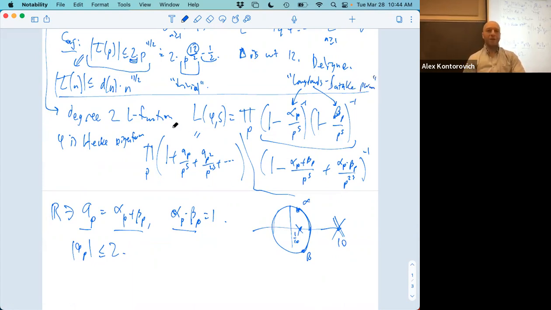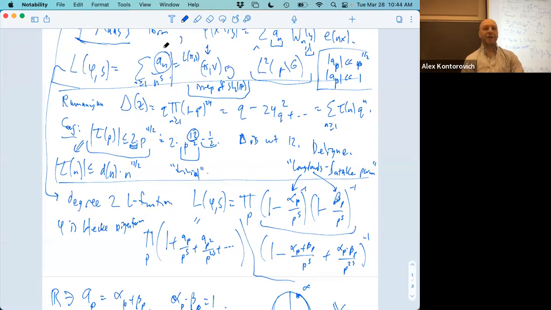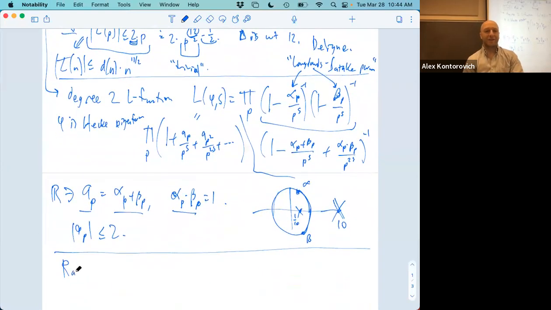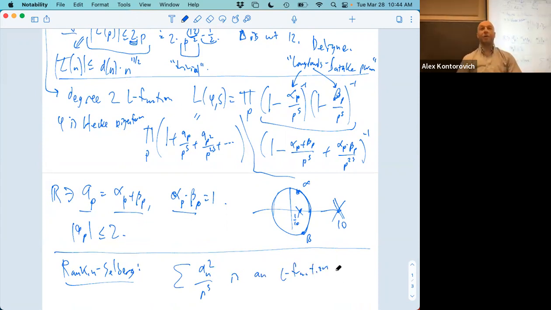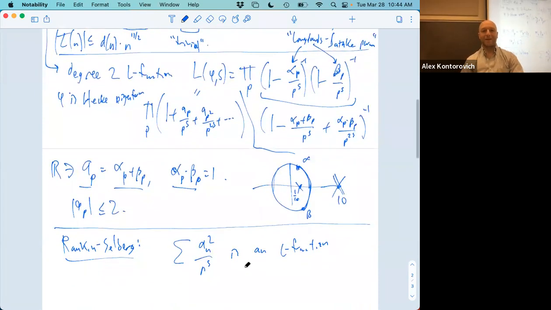And what people were trying to understand, there was a red herring, basically. The red herring was that Rankin and Selberg explained how you can get L functions where you play on the Fourier coefficients. So Rankin-Selberg. Instead of multiplying modular forms... Yes. So Rankin-Selberg says you can create the sum of a_n squared over n to the s, which is an L function. It has a functional equation, it has an Euler product. That's what I mean by an L function.